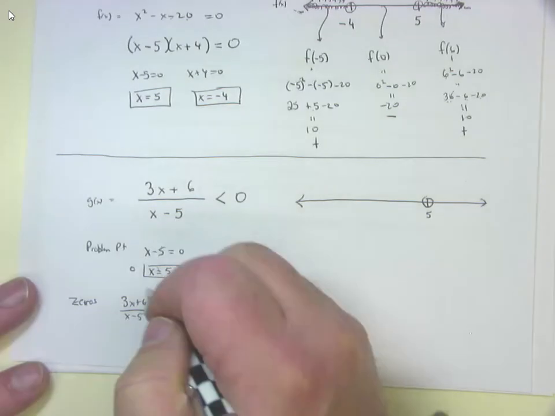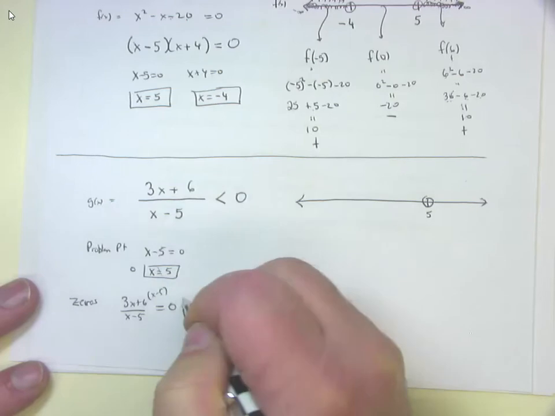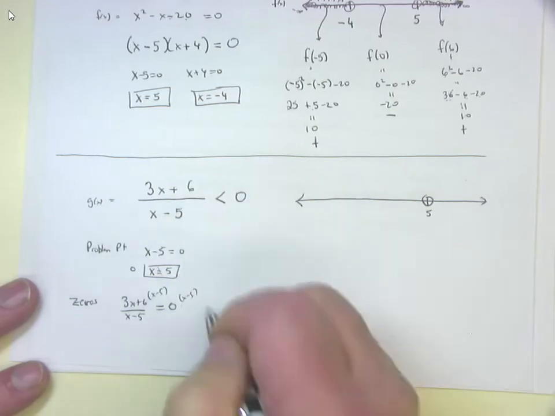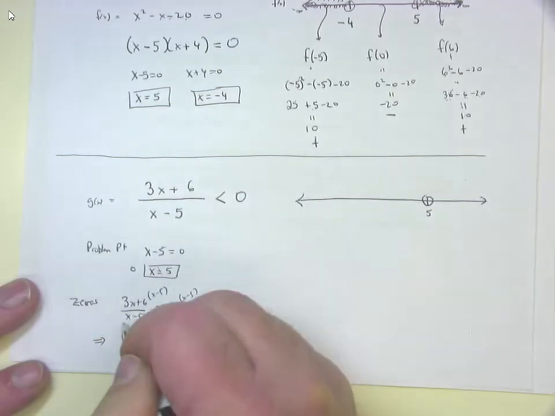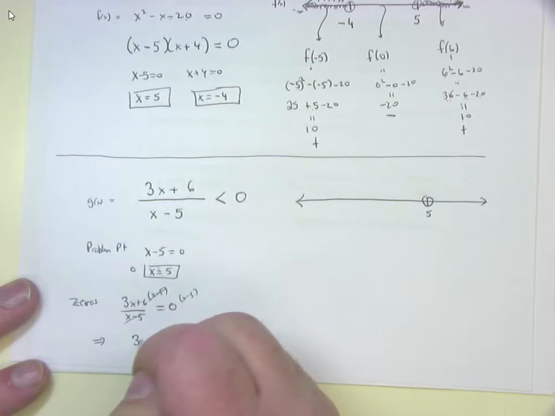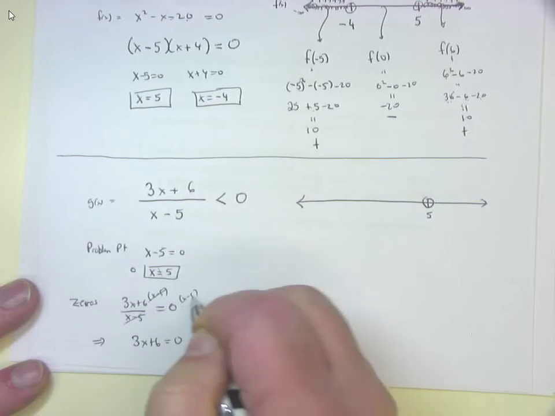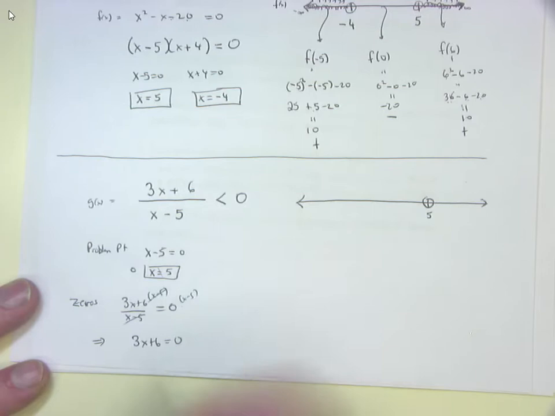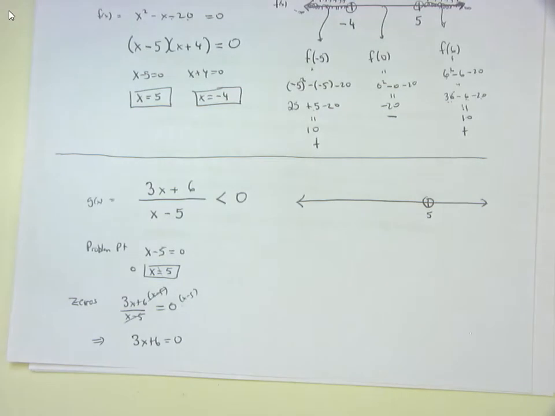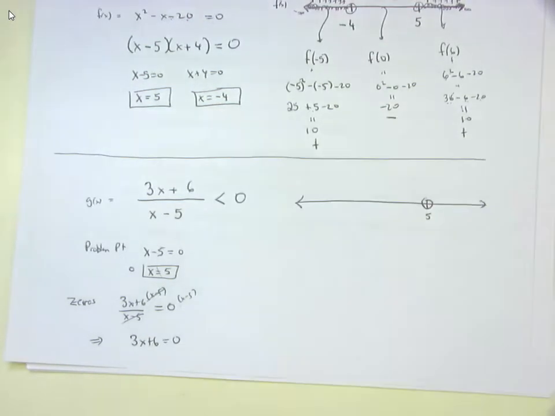I'm going to multiply both sides by x minus 5. What I do to one side, I do to the other. And this part will end up canceling, and you get just the numerator equal to 0. 0 times x minus 5 is still 0. So honestly, when you've got a fraction, you set the denominator equal to 0 and omit that. And then to find the zeros, you just set the numerator equal to 0, and this will give you your zeros.